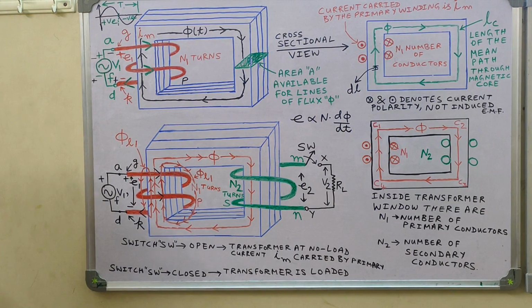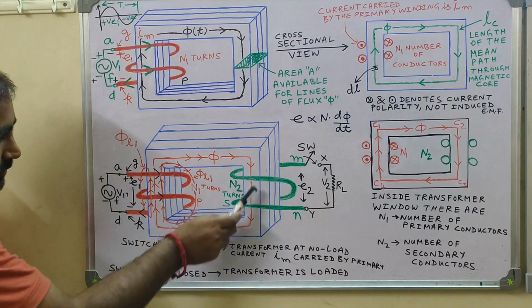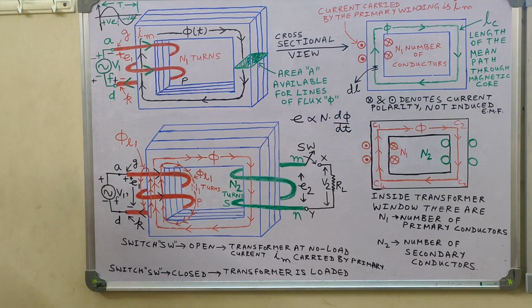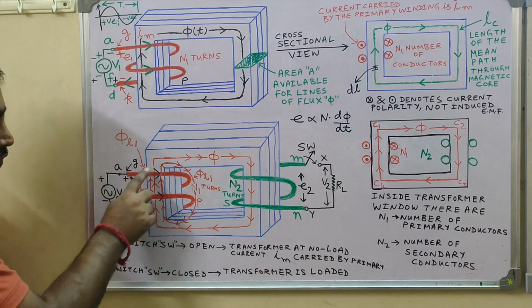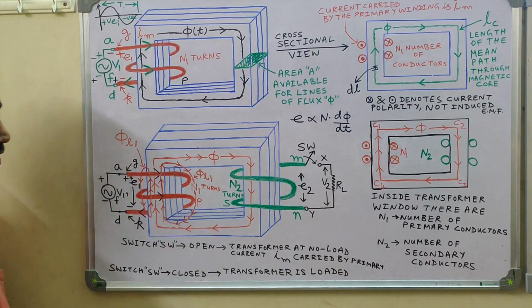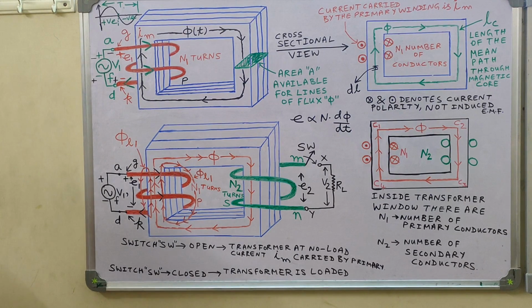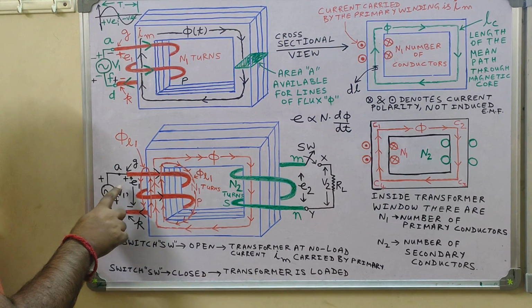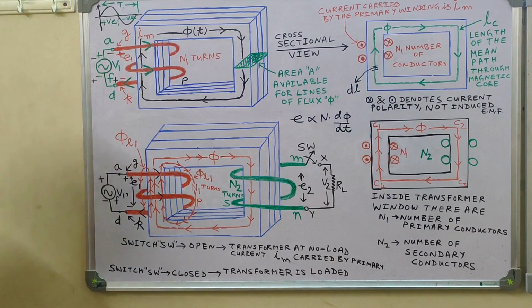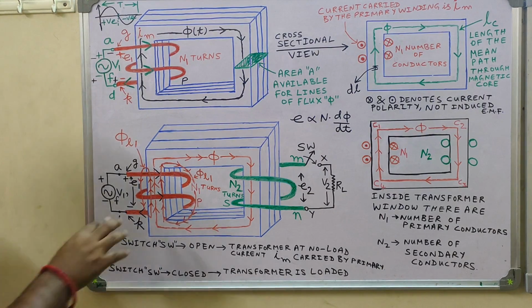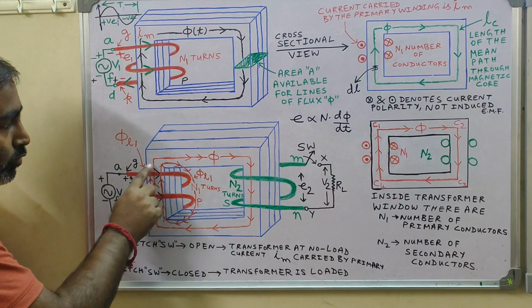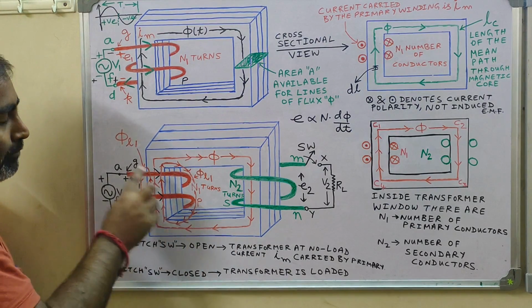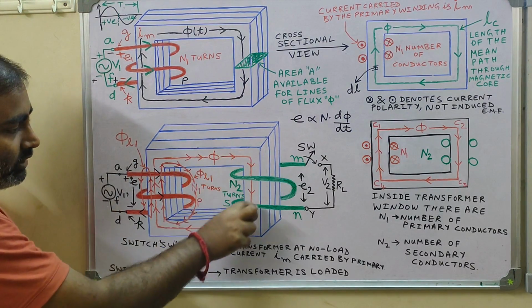So what is the intended path? The intended path of the flux is the magnetic core of the transformer. That means we want all the magnetic lines of flux to be confined within the magnetic core of the transformer. Whatever magnetic flux is created due to the current flowing in the primary winding, we want all those lines of magnetic flux to pass through, or be established through, the magnetic core of the transformer. That means they should be confined within the magnetic core.